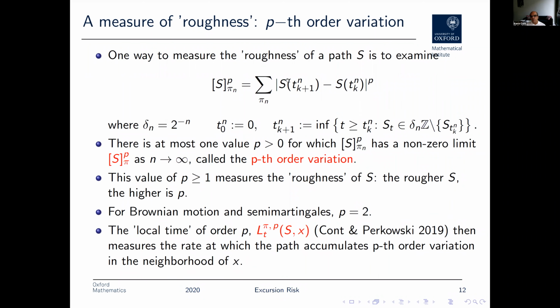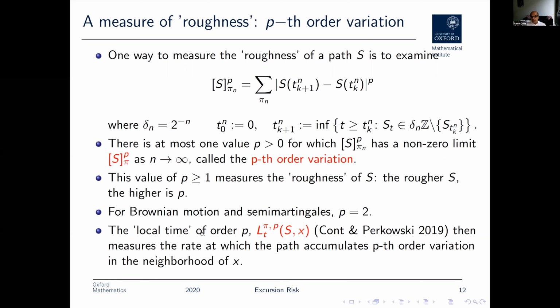So you look at this sum of increments of power p along this partition, and if it converges, then you say it has finite p order variation, but typically it will converge to 0 except for one value p, and that's what we want to estimate. This will be called the roughness index of S.